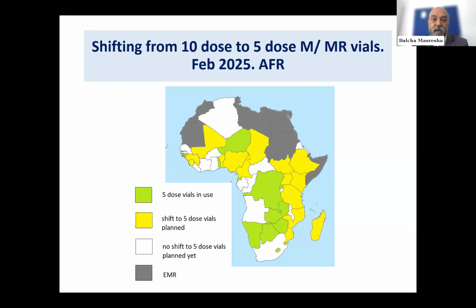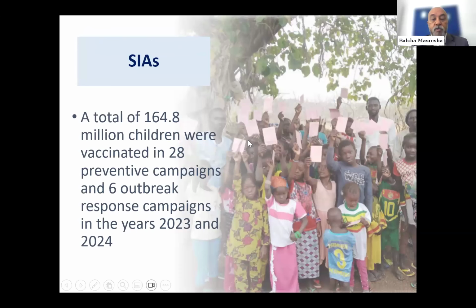At least we've got some research findings that indicate towards that, and we're currently doing some assessments to measure the process, monitor the process, and measure the impact. So in the meantime, we rely on mass vaccination campaigns, and the figures that I have here are for the years 2023 and 2024, where we had campaigns in 28 countries as preventive campaigns, and 6 countries where big-scale outbreak response campaigns were conducted, and a total of about 165 million children were reached in these campaigns.